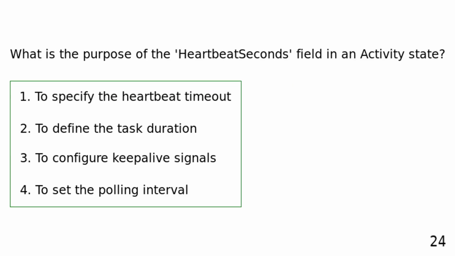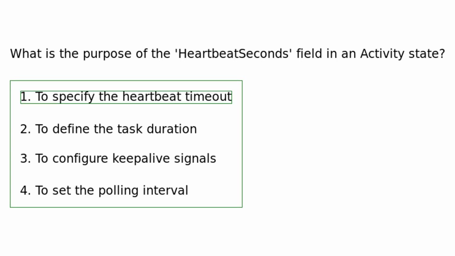What is the purpose of the HeartbeatSeconds field in an Activity state? To specify the heartbeat timeout. To define the task duration. To configure keep-alive signals. To set the polling interval. The HeartbeatSeconds field in an Activity state of AWS Step Functions specifies how long to wait for a heartbeat before considering the task failed.